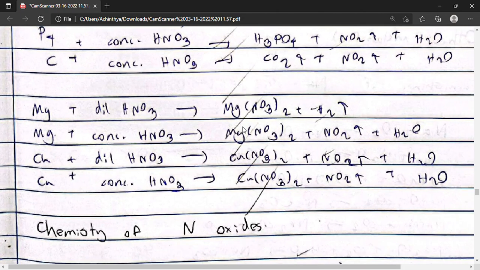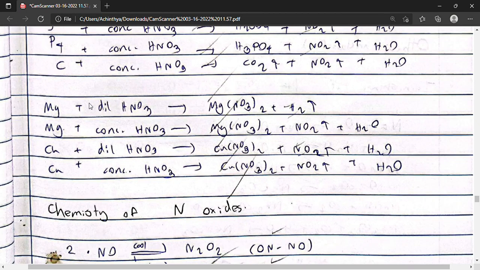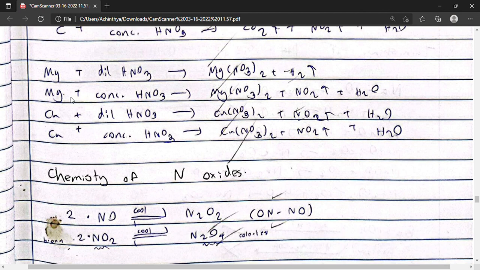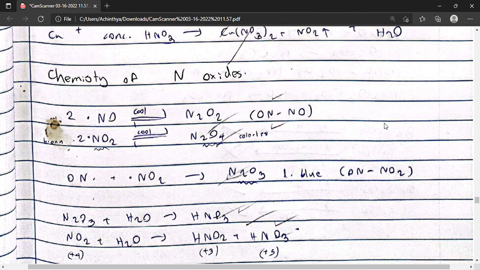But with metals it is different. For example, as we discussed earlier, with dilute nitric acid, magnesium will form magnesium nitrate and hydrogen gas, while with concentrated one it will still form magnesium nitrate but, instead of hydrogen, it will form nitrogen dioxide and water. There's an exception with copper, however, in which even with dilute nitric acid it will form nitrogen dioxide and water.